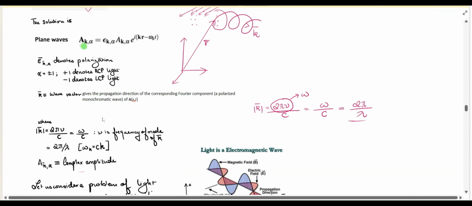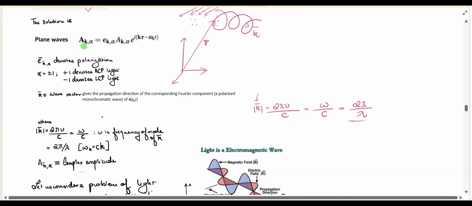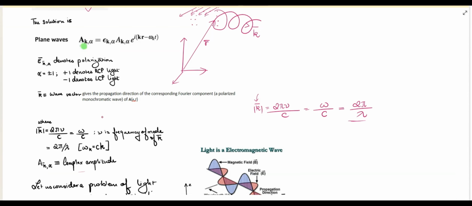Now this wave vector is also called a mode of the light, and the magnitude of this wave vector is given by this relation: 2 pi nu by c, where nu is the frequency of the light and c is the speed of light. And if we write this 2 pi nu as omega_k, then this is equal to omega_k by c, and using the relation c equals nu lambda, we can also derive that mod of k bar is equal to 2 pi by lambda.